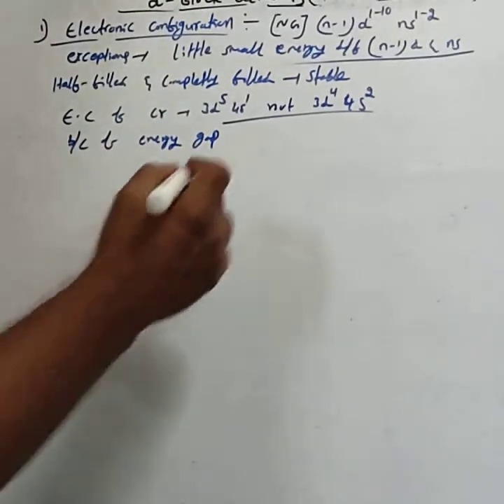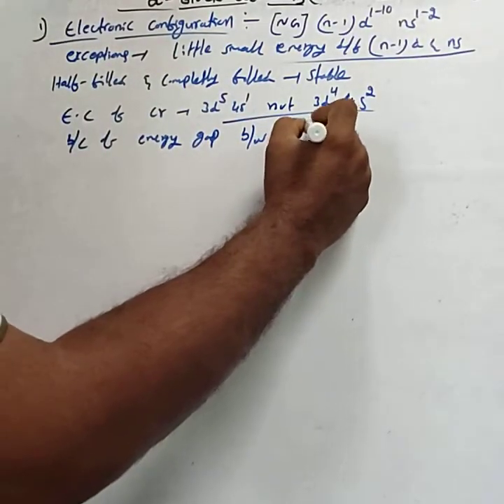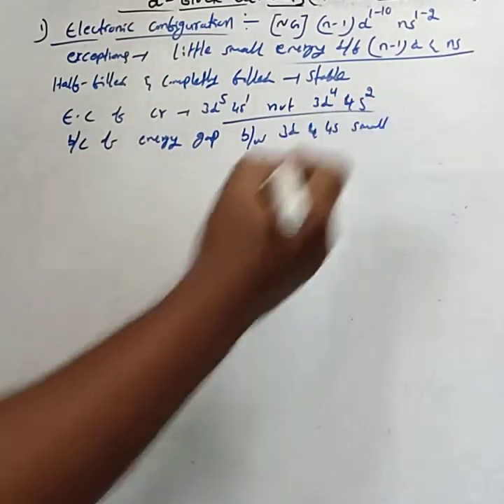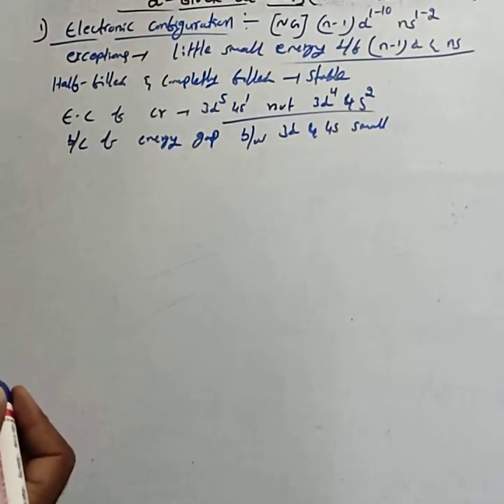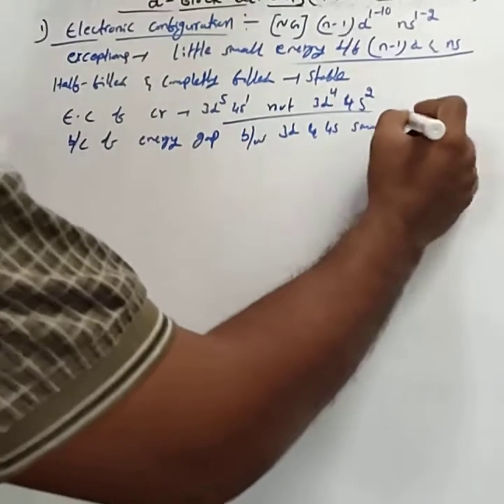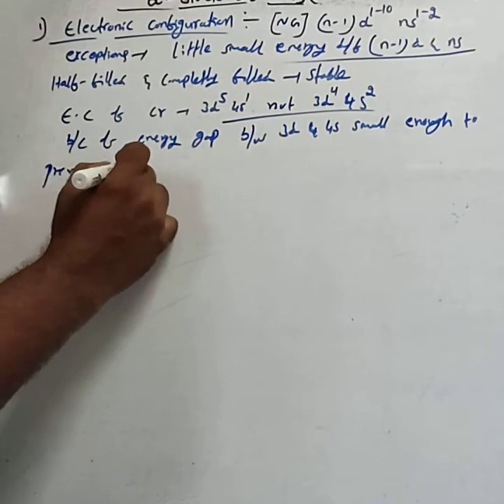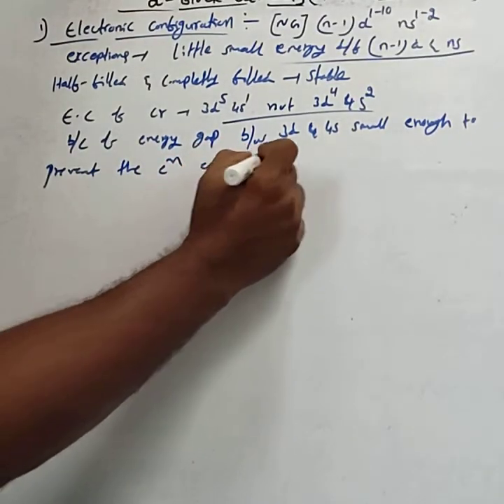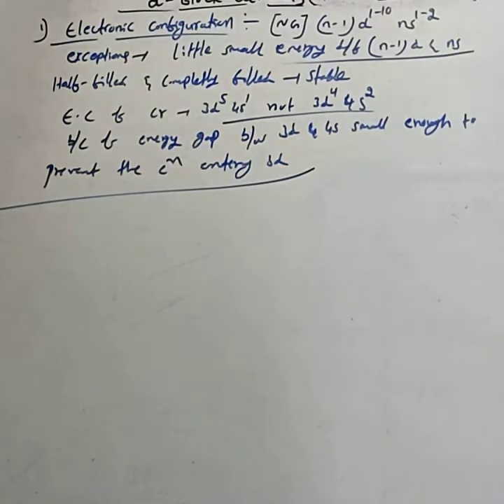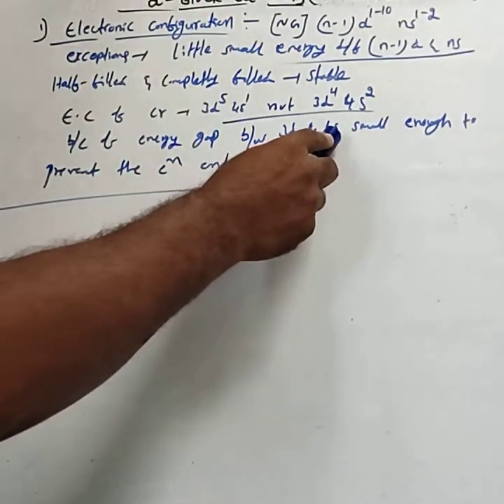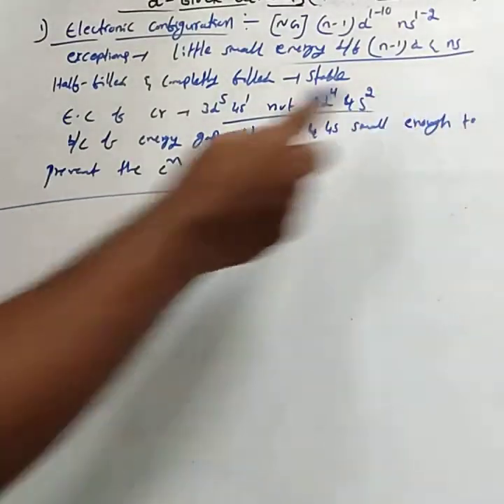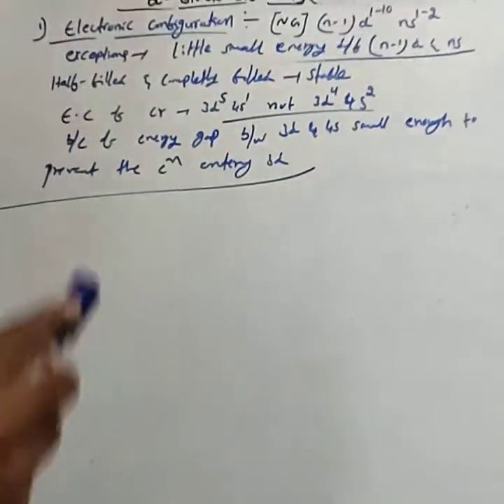energy gap between 3d and 4s orbital is very small. The energy gap between 3d and 4s orbital is small enough to prevent the electron entering into the 3d orbital. The reason why the configuration of chromium is 3d5 4s1 but not 3d4 4s2 means the energy gap between 3d and 4s is small enough to prevent the electron entering into the 3d orbital.